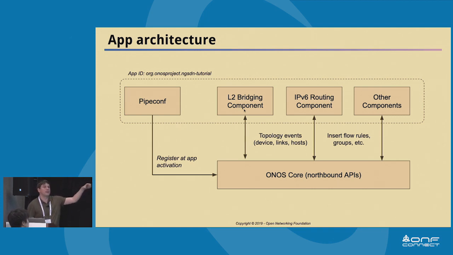So we have a component that takes care of populating the bridging table based on host learn. We have a component that populates the routing table based on host knowledge and interface configuration. This will be the focus of the fourth exercise. And finally, we have the Pipeconf that is registered simply at app activation.